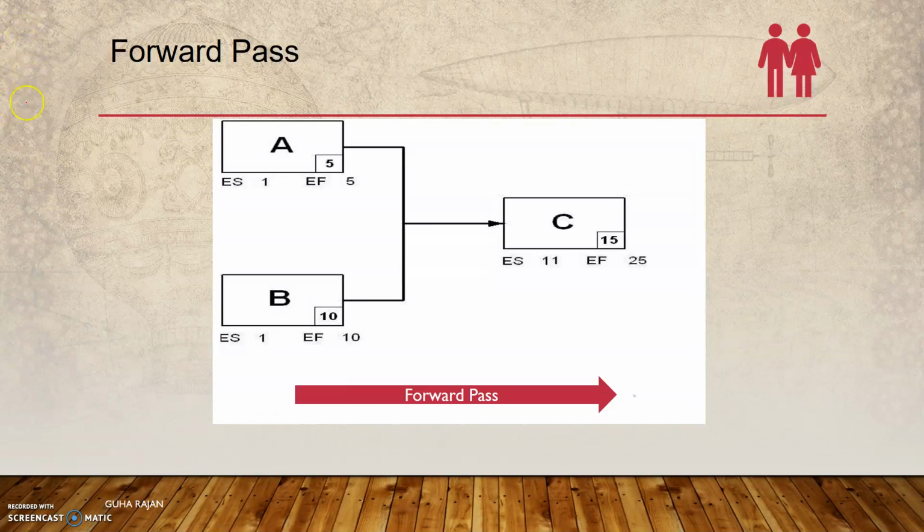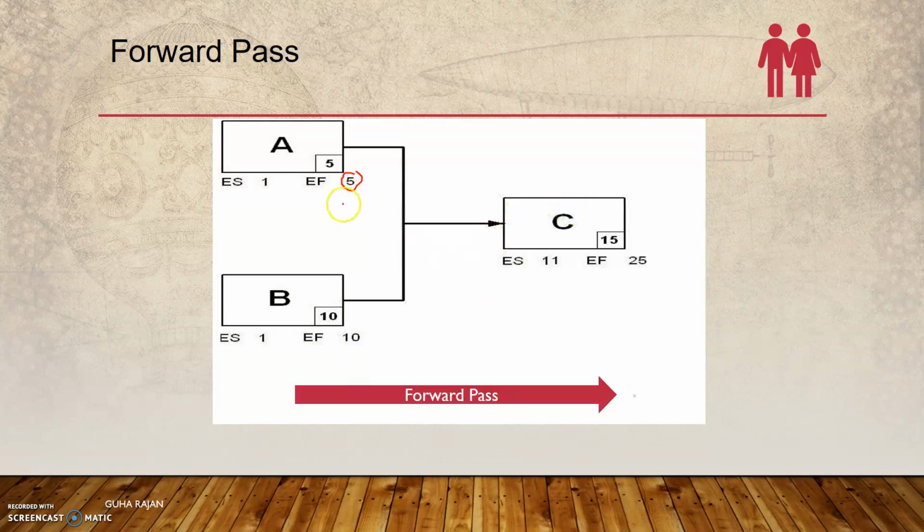So we have three activities, A, B and C. A is of duration 5, B is of 10 and C is of 15. Now to calculate the early finish, as per the formula, early start plus the duration minus 1, that is the early finish as far as A is concerned. And as far as B is concerned, 1 plus the duration 10, so 11 minus 1, 10.